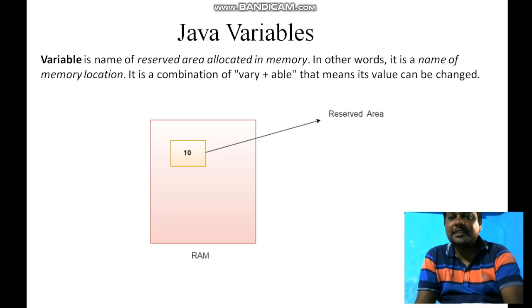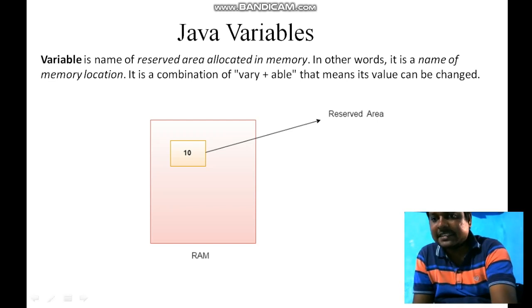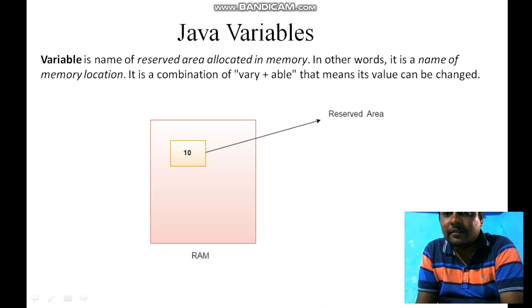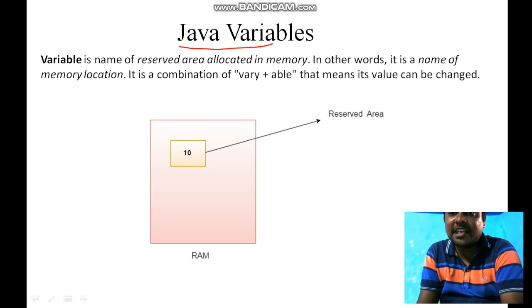Okay, dear students, in this session we'll discuss Java variables. Okay, what is the meaning of a variable? A variable is a named reserved area allocated in the memory.